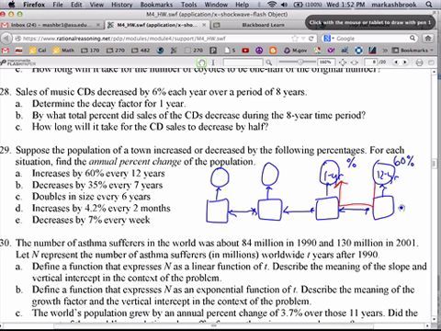12-year growth factor. If the 12-year percent increase is 60%, the 12-year growth factor is 1.6. If the 12-year growth factor is 1.6, what's the 1 year growth factor? 1.6 to the 1/12th. Find that value. Make sure you get that whole thing as the exponent, 1/12. What's the 1 year percent increase? 4%.